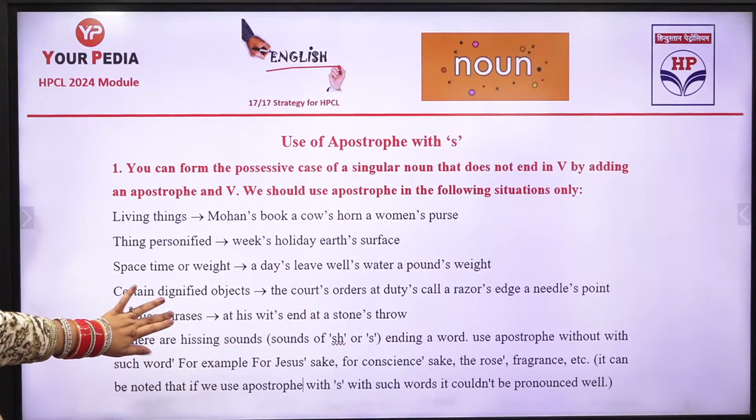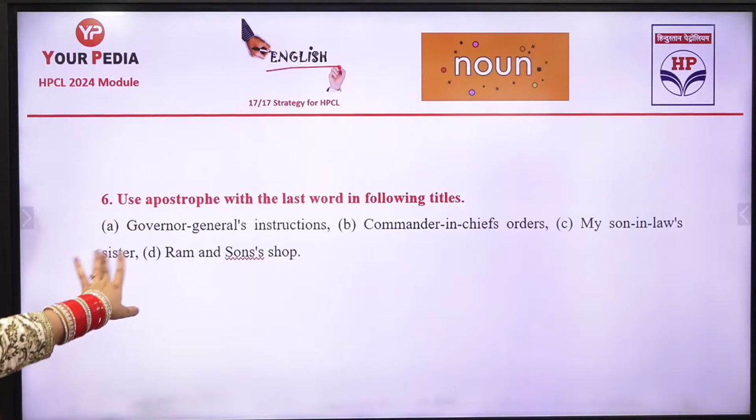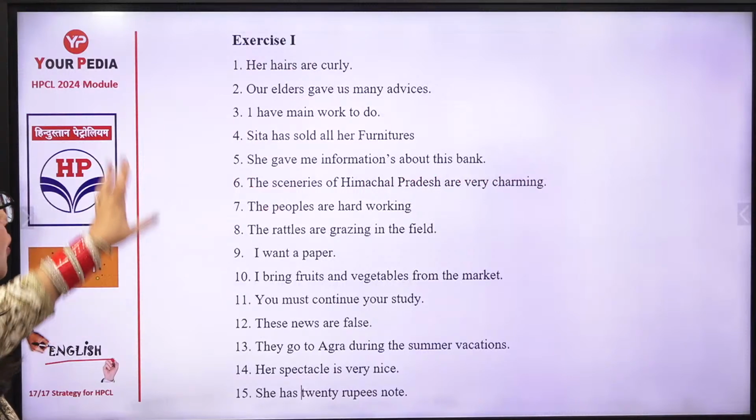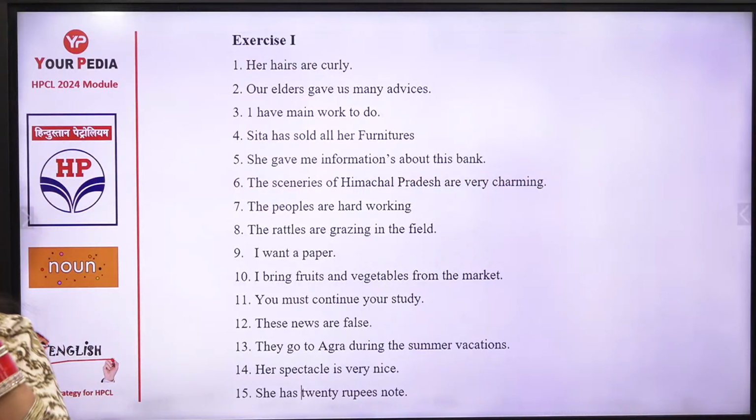Okay, apostrophe का मैं आपको बाद में rules कराऊंगी. पहले हम करते हैं इसके कुछ questions, right? I think first questions are required.